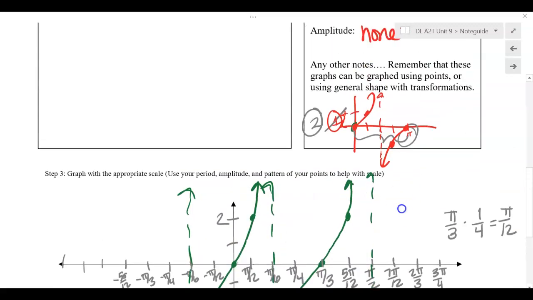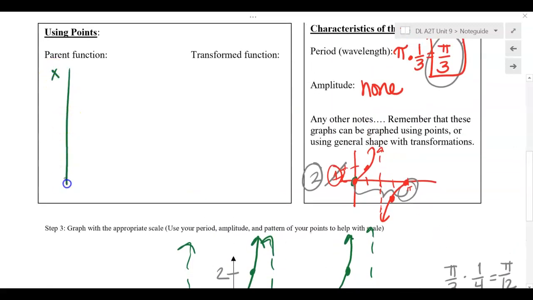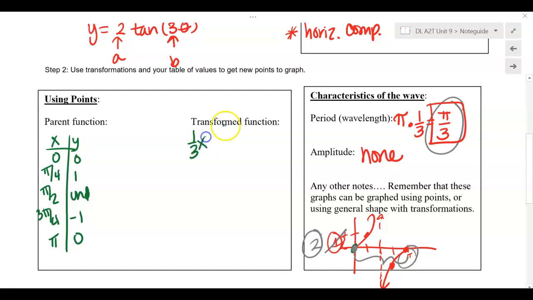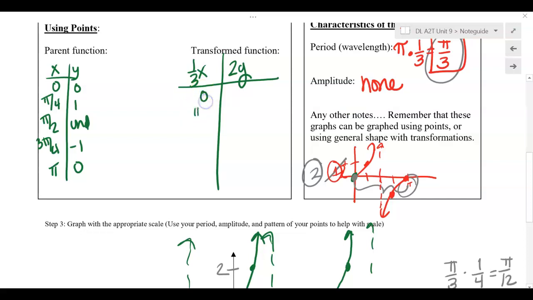If you do prefer the points to plot, you would start with that tangent parent function. So you're just copying this down from what we had before. 0 to 1, undefined, -1 back to 0. And you would just do the transformation. So we just had a horizontal compression of 1/3 and a vertical stretch of 2. And you would see the same points that we are getting on that graph. And you could plot those instead.